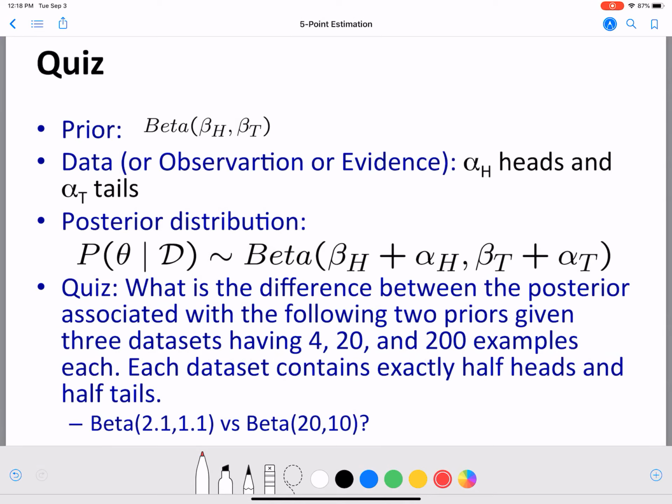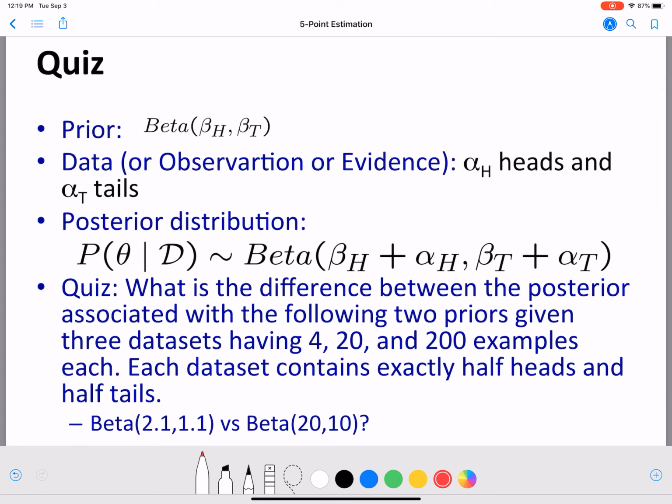In the previous video, we saw how we can derive the posterior given a beta prior and a binomial likelihood. Now let's look at some example datasets and example priors and their combinations and see how the posterior looks in these settings.